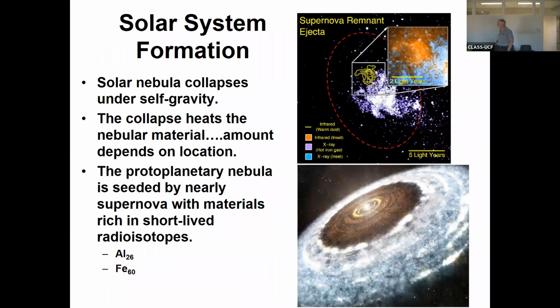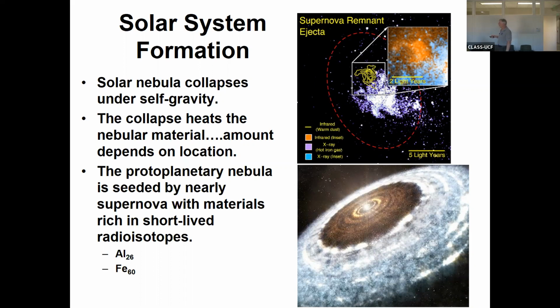What happens is you take all this pre-solar material in these molecular clouds and you create a solar nebula. Solar nebula collapses under self-gravity. I will blow off too many explanations of this because this is a multiple semesters long problem that I don't want to deal with. But suffice it to say that the collapse heats up the nebular material. The amount of the heating depends upon the location. If you're in the interior of a solar nebula toward the center, it gets really hot. The exterior doesn't get as hot.